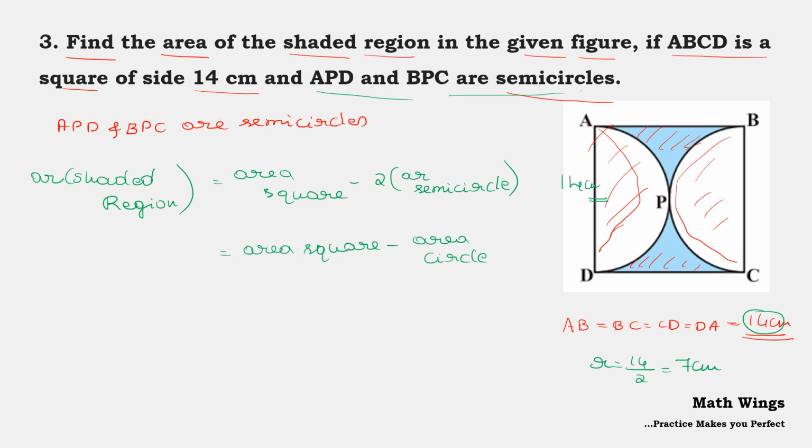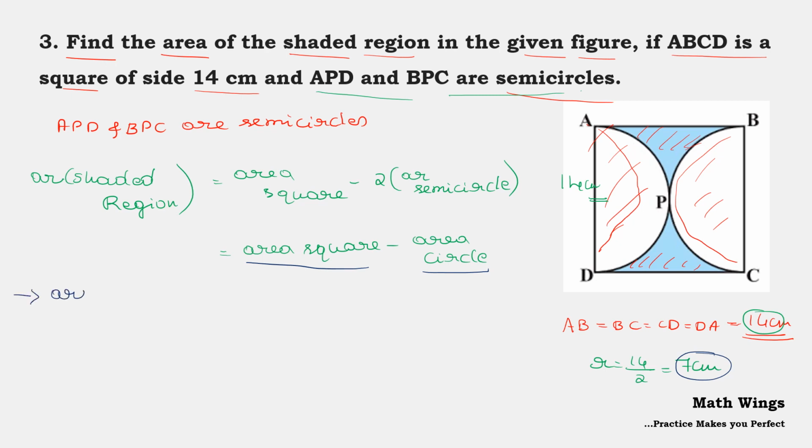Now let us find the area of square as well as area of the circle. Why I am writing here area of the circle? Because here we have the semicircle APD as well as we have the semicircle BPC. So when we add them, it becomes the complete circle with radius 7 centimeter. Now let us go with one by one.